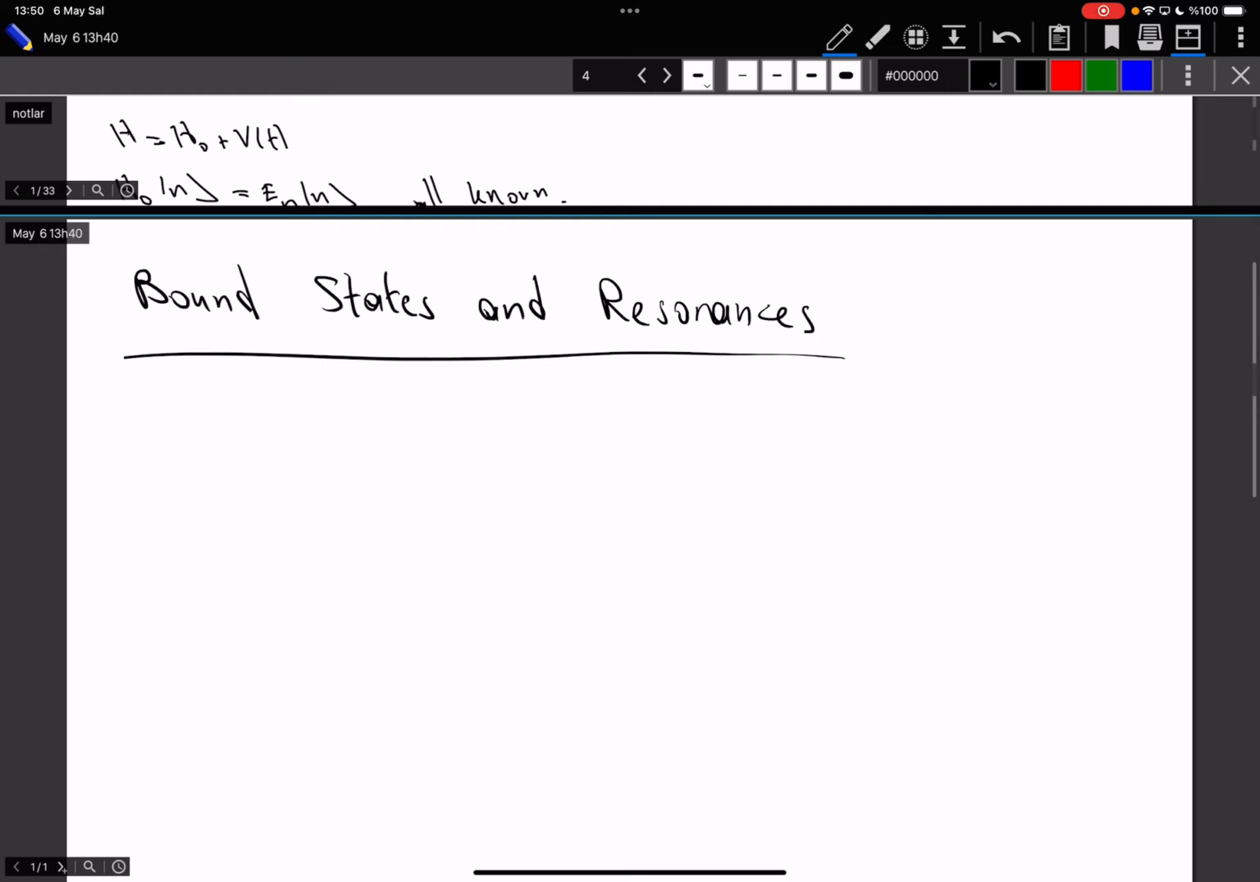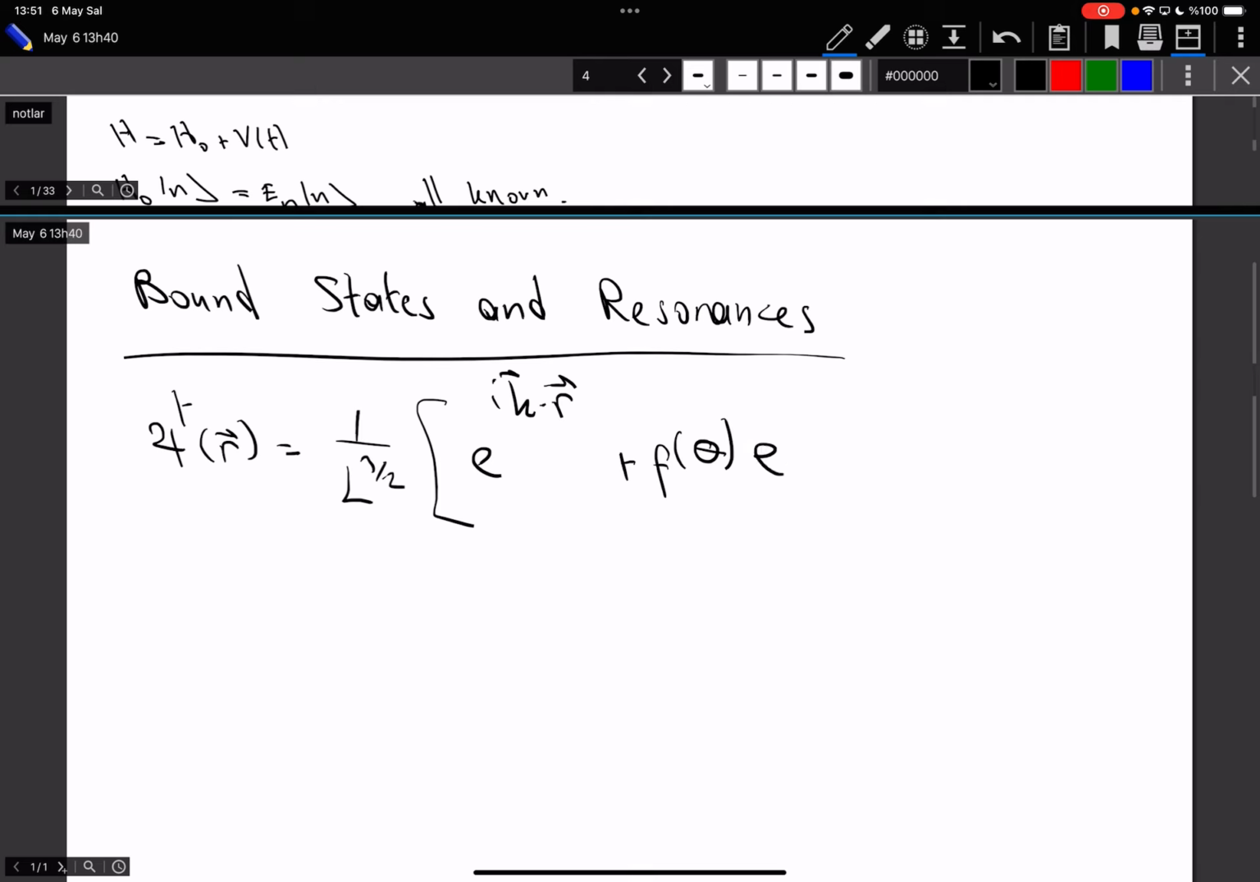Okay, we wrote down this psi plus wave function, which was 1 over L to the 3 over 2 if you use the box normalization. In the infinite Dirac delta normalization, that is 2 pi to the 3 halves. I don't really care about that factor at this moment. This is e to the i k dot r plus some scattering amplitude times e to the i k r over r. We derived this in the limit that r is much larger than the range of our potential, so we are looking at the problem from a faraway distance where the potential is 0. In fact, this is a solution of the free Schrödinger equation.